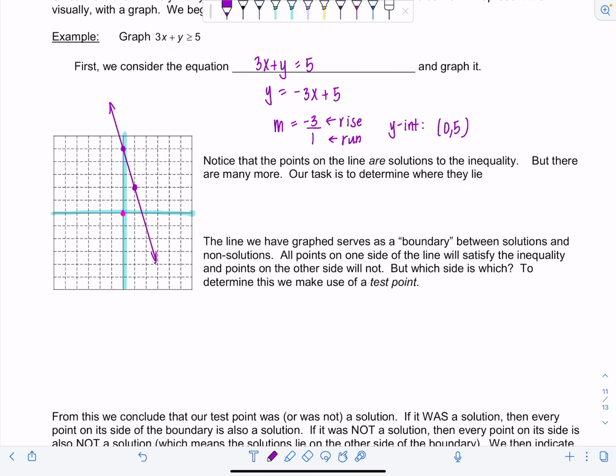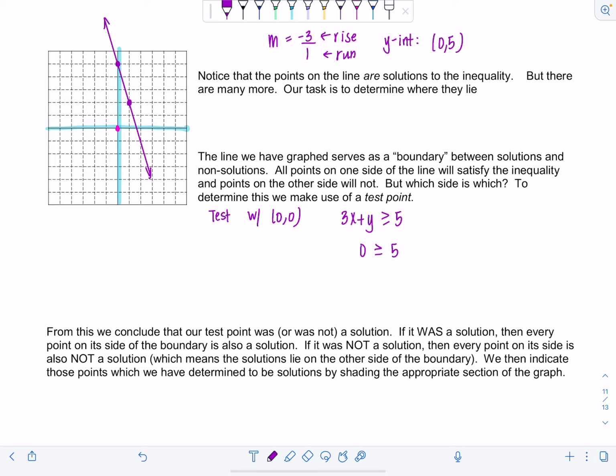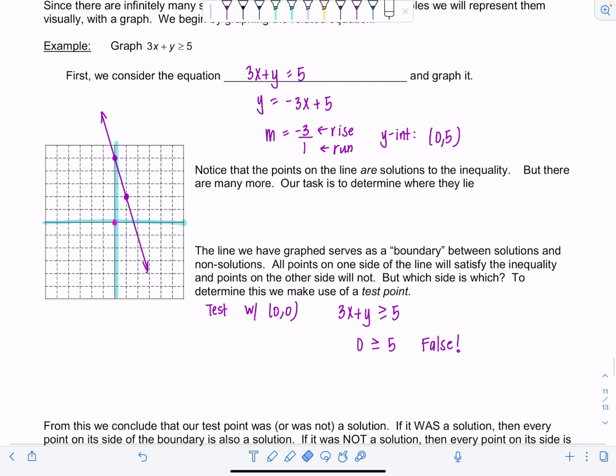So let's test with (0, 0) in the original inequality. Where is it? 3x plus y is greater than or equal to 5. So I want to see, is (0, 0) part of the solution set or not? So let's go ahead, substitute in 0 for x and 0 for y. I'm just going to have 0. Is 0 greater than or equal to 5? No. So this is false. That means our test point (0, 0) was not part of the solution set. Okay, so that means all of the points that are part of the solution set are on the other side of the line over here.